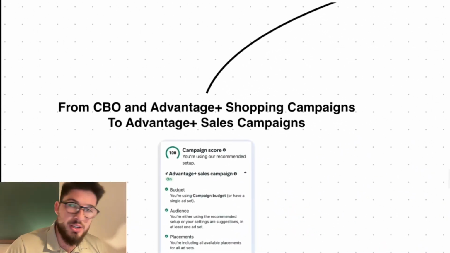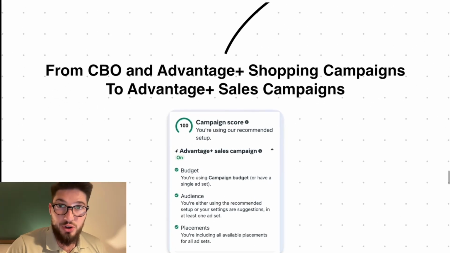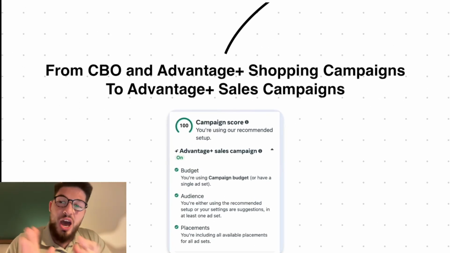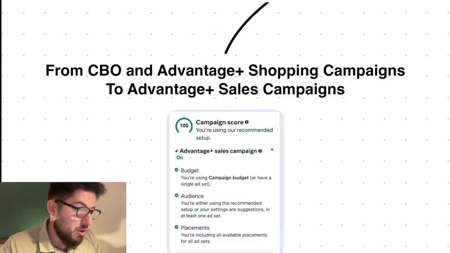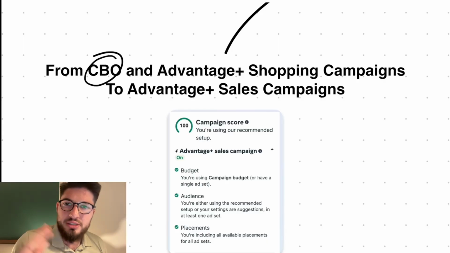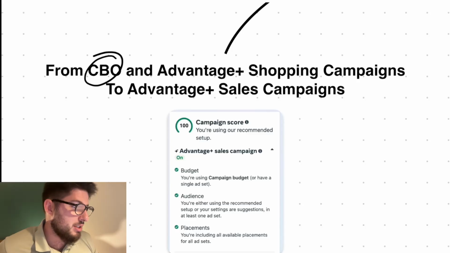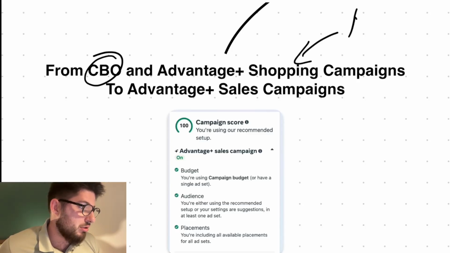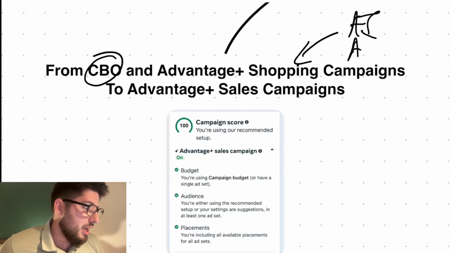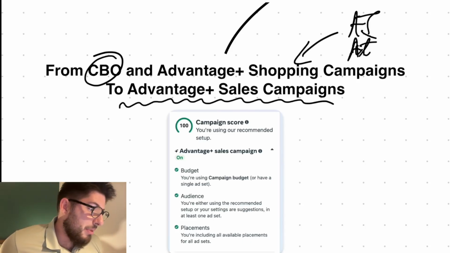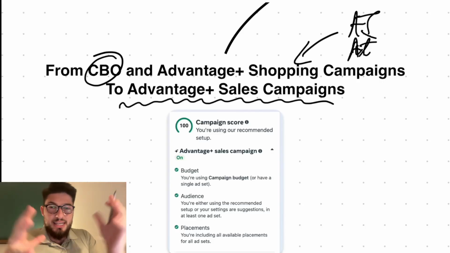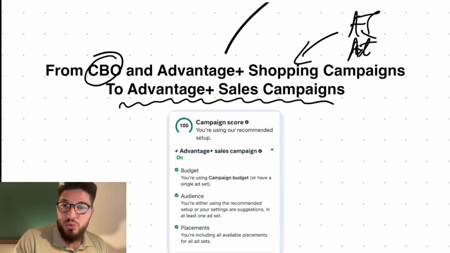The first one, as you have probably noticed, and if not, you're lucky. So we used to have CBOs and then Advantage Plus shopping campaigns, all right? CBO was more based on machine learning, the typical traditional campaign, and Advantage Plus was the introduction of AI and automation. And now they've merged these two types of campaigns, CBO and Advantage Plus, into just one campaign, which is called Advantage Plus Sales Campaign, okay?